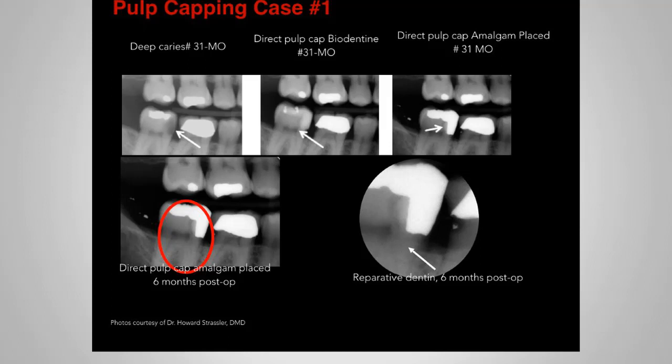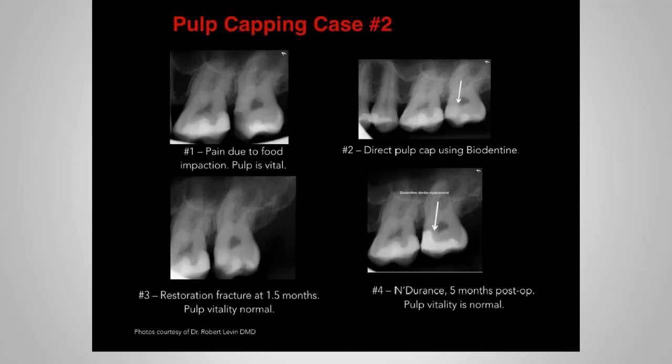How do most endos fail? From the top down. So again, seal is important in all of dentistry.